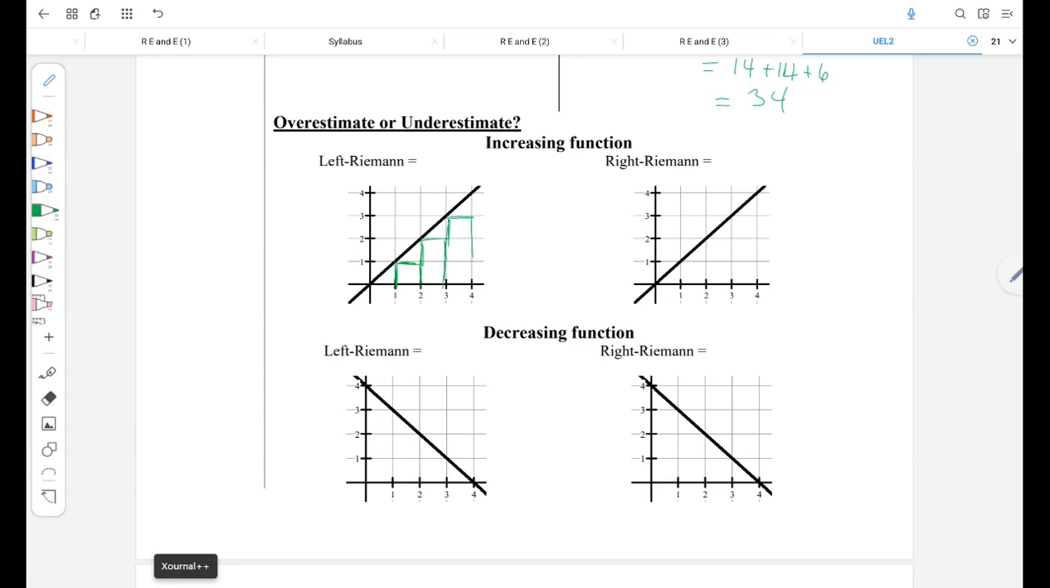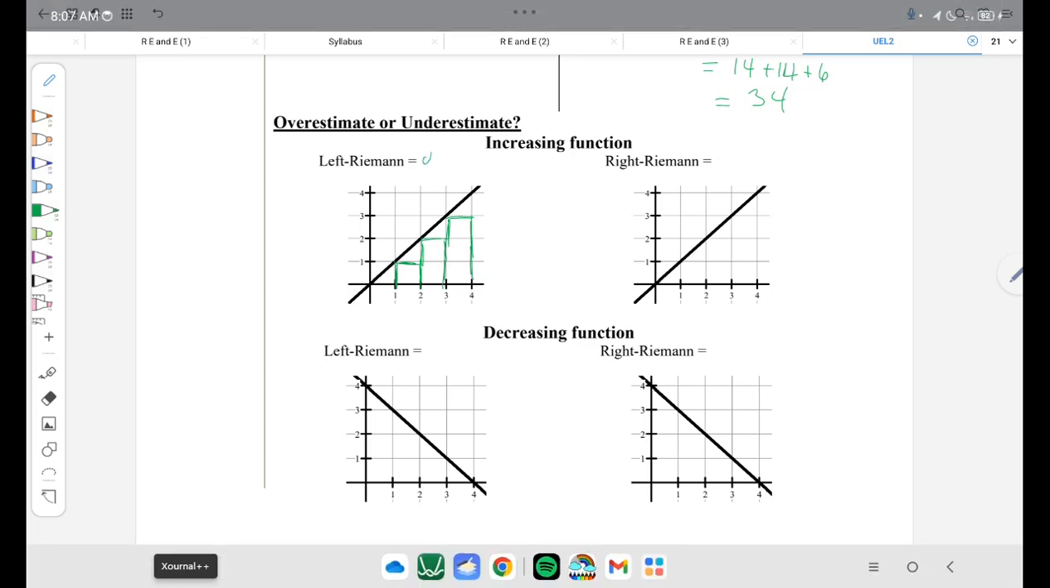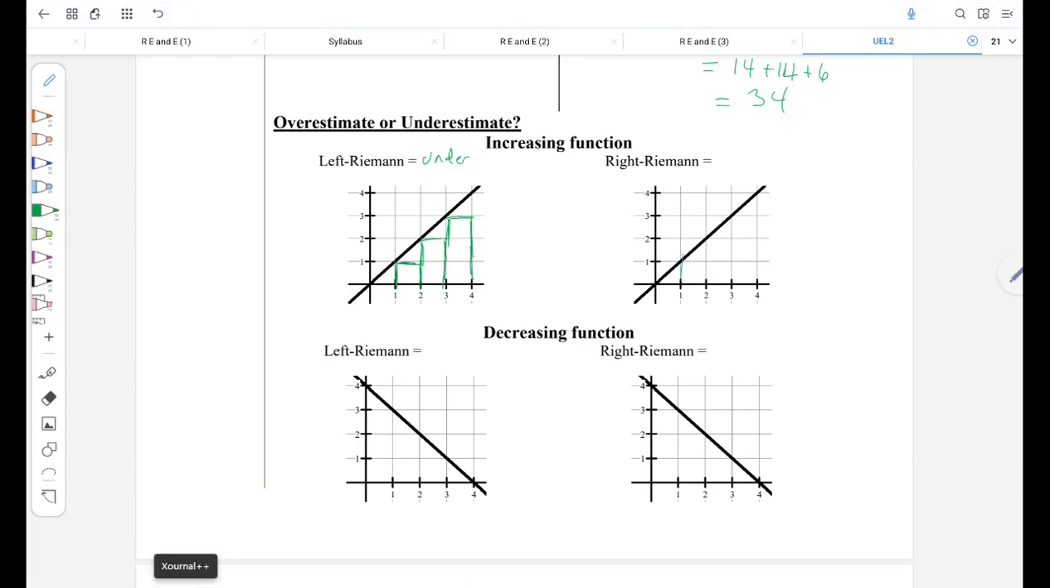Does our left Riemann sum over or underestimate? Under. But then our right Riemann sum, is that going to be an over or an underestimate? Overestimate. Is that what I had you write on your cards? Yep. So if it's increasing, left goes under, right goes over, and they always flip like that.